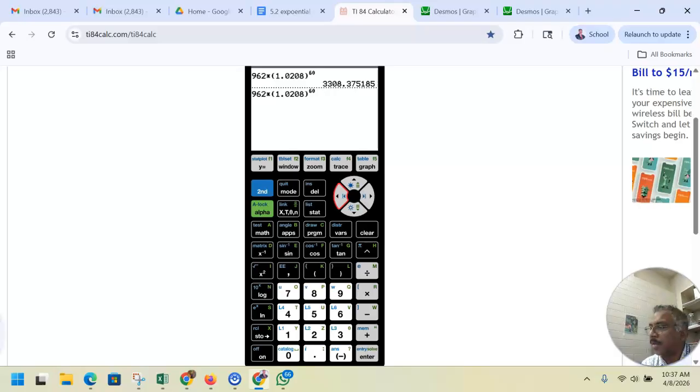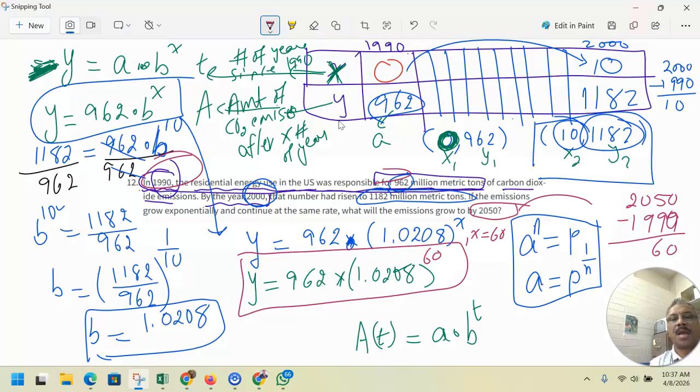So round it to the nearest. Did they say what will be the emission growth in 2050? So we'll round it to... your answer is already there. So it's 3308.37. So I'm going to use this, and the answer is 3308.4. So I'm going to use one decimal place.